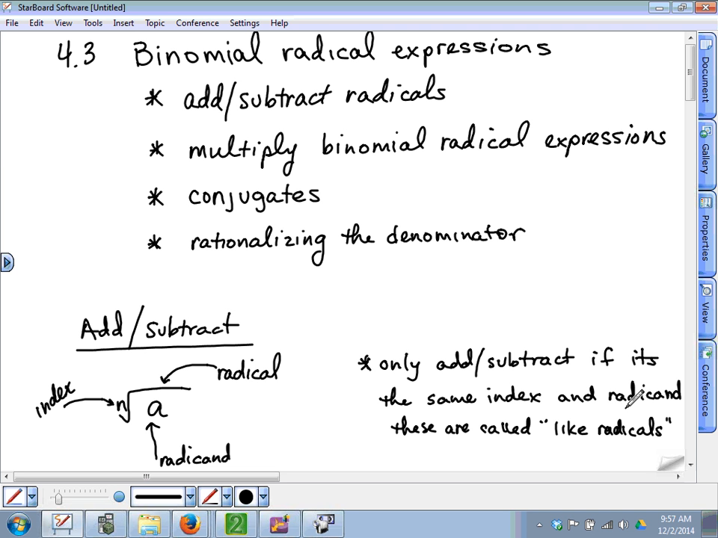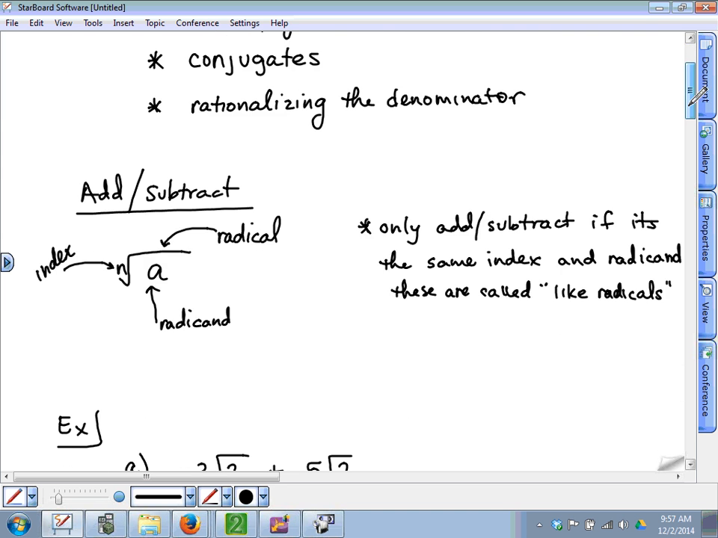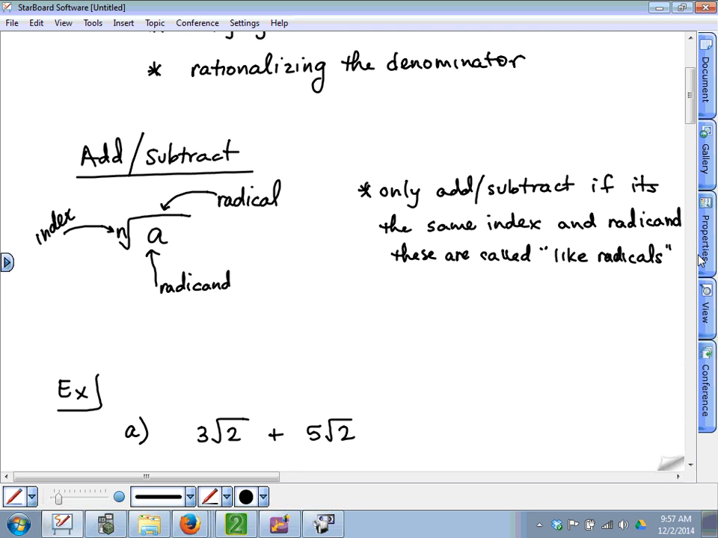Okay. This problem here, for example. 3 square roots of 2 plus 5 square roots of 2. So if you have 3 square roots of 2 and I give you 5 more square roots of 2, how many square roots of 2 do you have? 8. So the answer here is 8 square roots of 2.